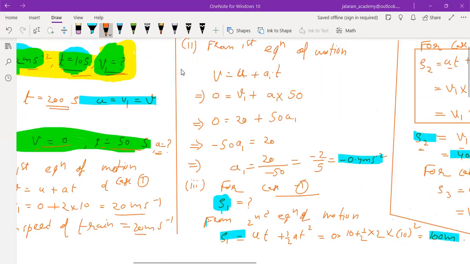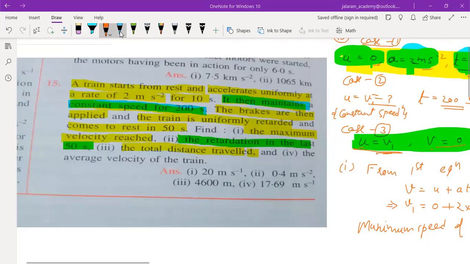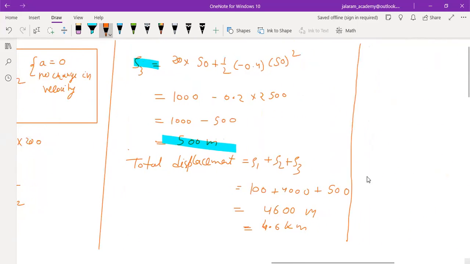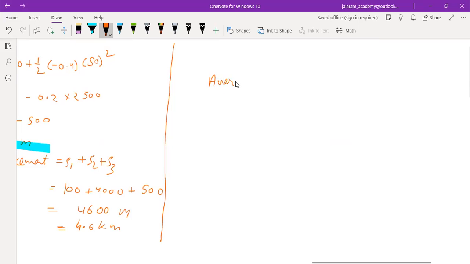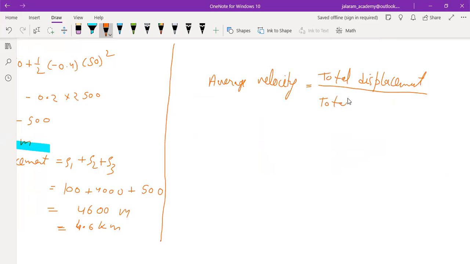Next thing which we have to find is what? Read the question again in the fourth part. We have to find the average velocity of the train, as it is moving with different velocities. So average velocity equals total displacement upon total time. Now the total displacement we have calculated is 4600 meter, and the total time is first 10 seconds, then 200 seconds and then 50 seconds.